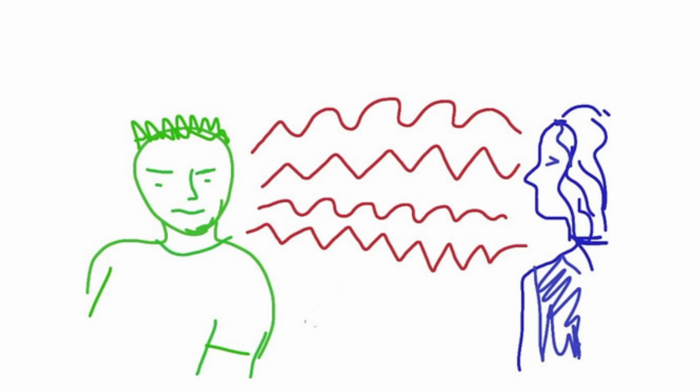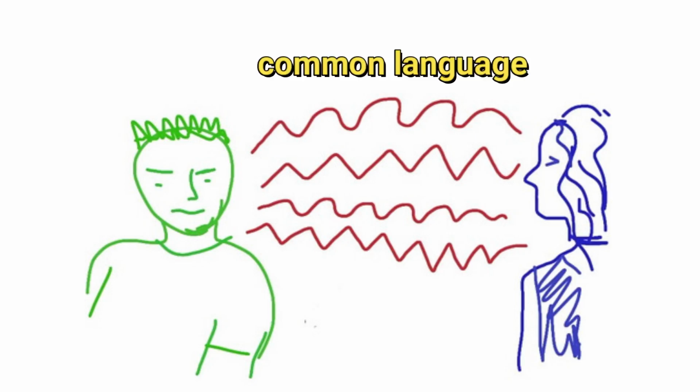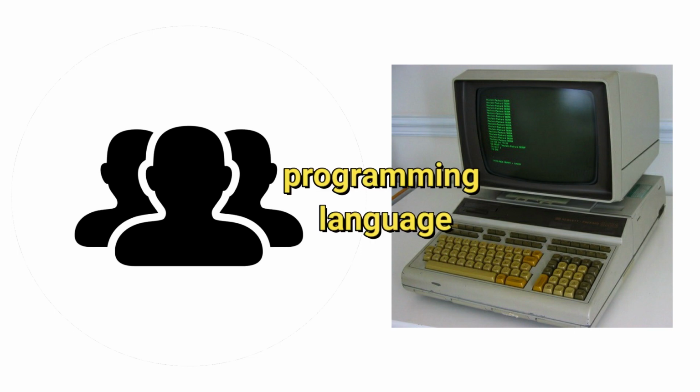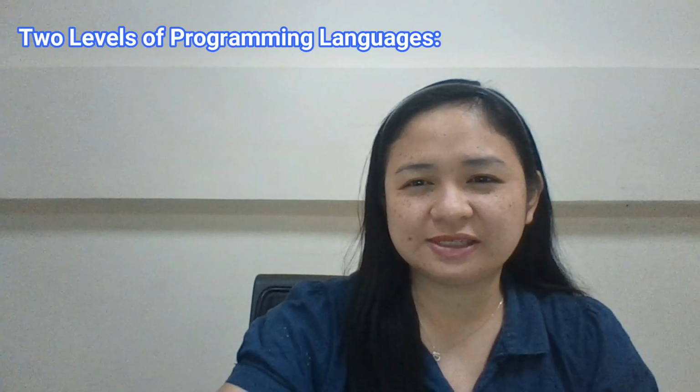Let us now proceed with the next topic, programming languages. Language is the medium of communication. So in order for two parties to understand each other, there should be a common language. The English language, being the universal language, may be used by humans to communicate. But for a human to communicate with a machine, or take for example a computer, a programming language must be utilized. The programming language is divided into two levels.